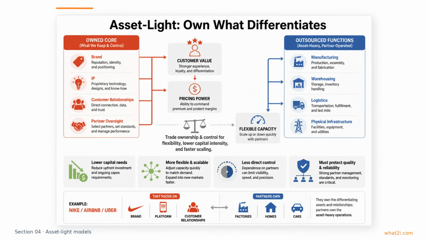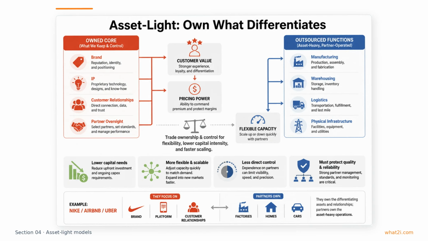The core takeaway is that asset-light businesses try to own what differentiates them and outsource what mainly requires heavy physical investment. That often means lower capital needs and more flexibility in how the business scales. It can also improve returns on capital if the retained activities support pricing power and strong demand. The trade-off is less direct operational control, which raises the importance of supplier management, quality oversight, and reliability.